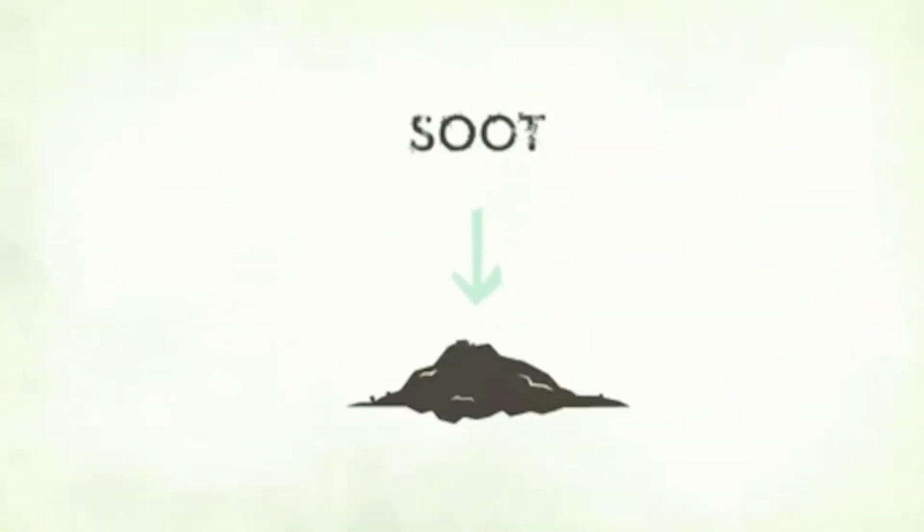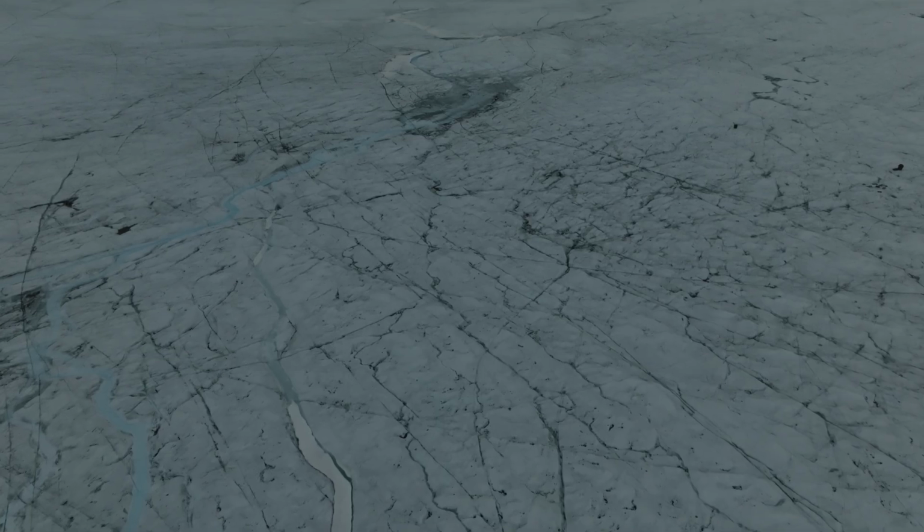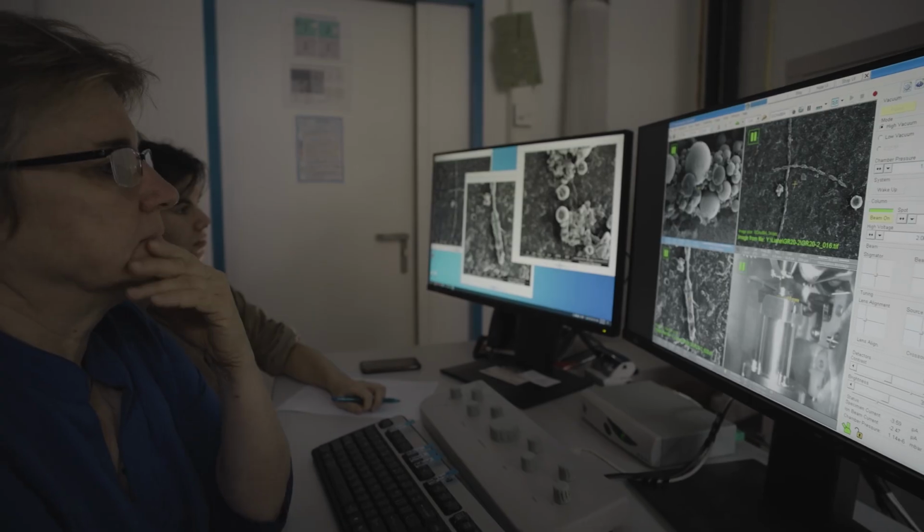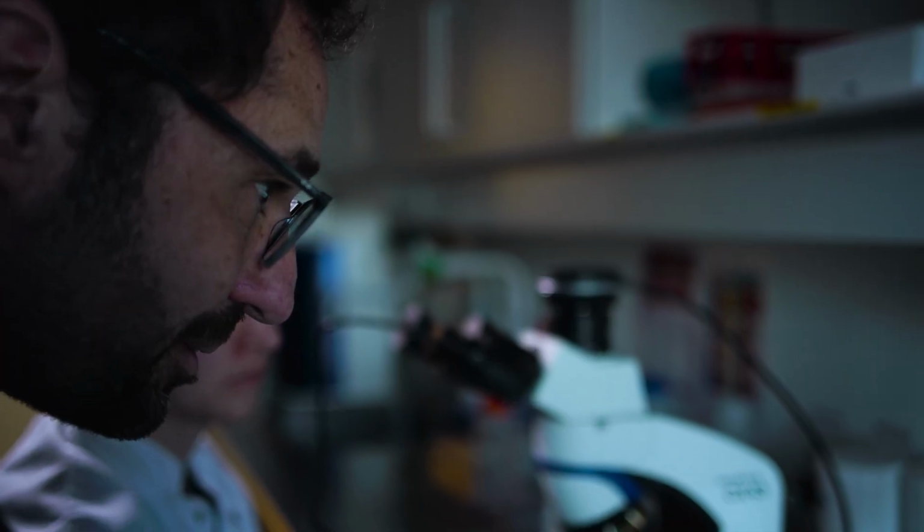Now, in times past, people thought that the darkness was due to things like soot being washed out of the atmosphere, could be dust blown up from the ice margin. But we found out a few years ago the darkness is caused by algae.